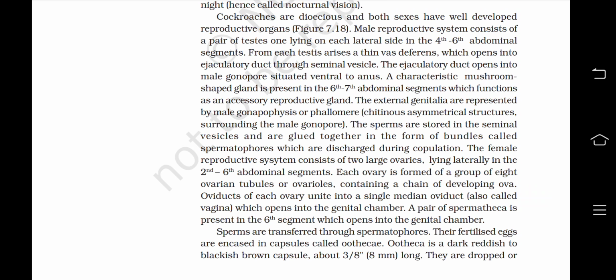Male reproductive system consists of a pair of testes, one lying on each lateral side in the 4th to 6th abdominal segment. From each testis arises a thin vas deferens which opens into ejaculatory duct through seminal vesicle. The ejaculatory duct opens into male gonopore situated ventral to anus.